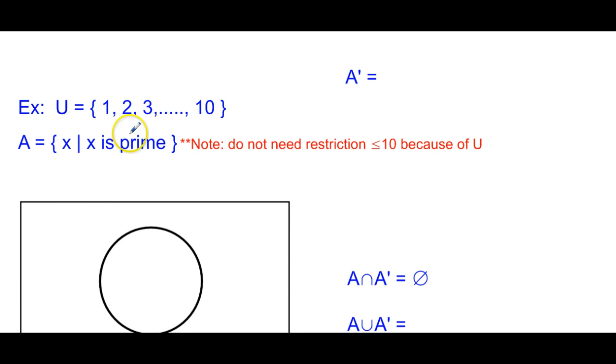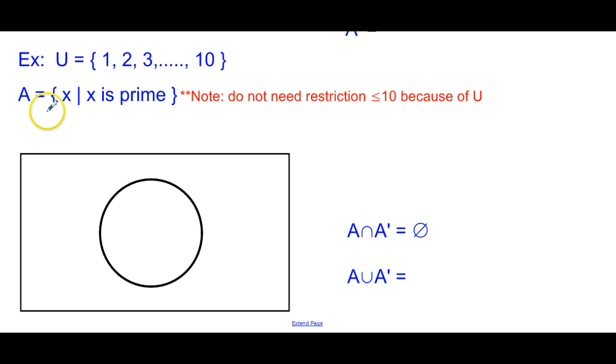We have that the universal set is 1, 2, 3, all the way up to 10, right? A equals the set of the values x such that x is a prime number. Note that we don't need to specify that it's less than or equal to 10, because the universal set is only up to 10 anyways.